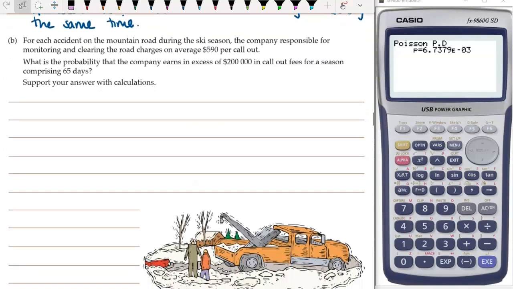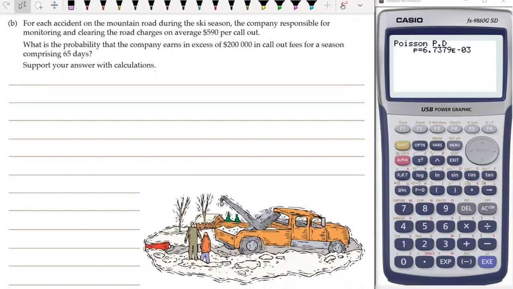Okay, on to part B. So the company responsible for monitoring and clearing the road charges an average of $590 per call-out. What's the probability the company earns in excess of $200,000 in call-out fees for a season that is 65 days long? So for them to make $200,000, let's just go over to here. So 200,000 divided by a call-out fee of 590 means they need 339 call-outs.